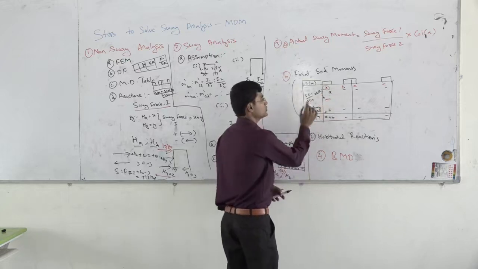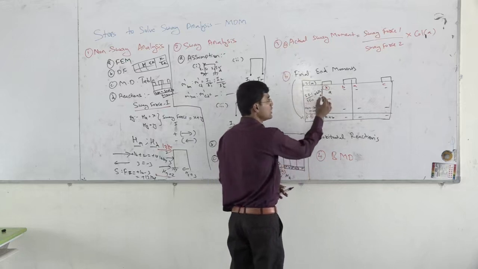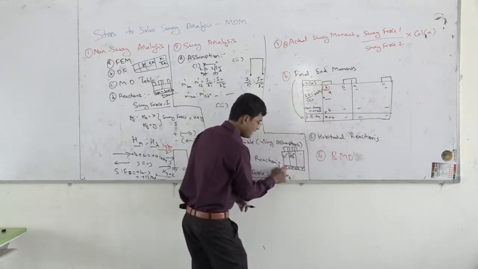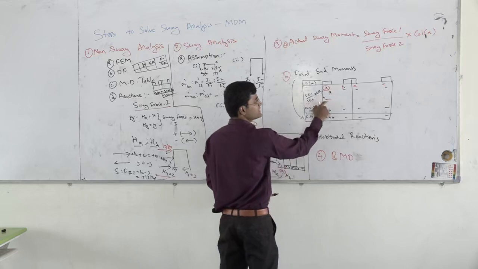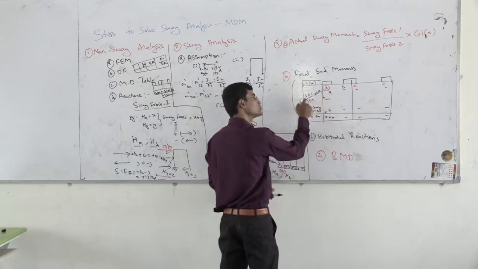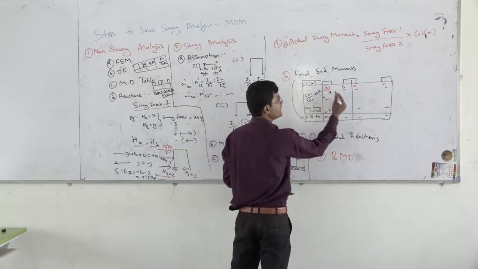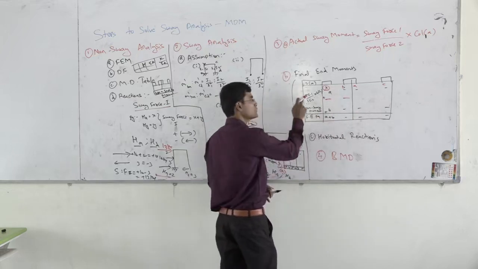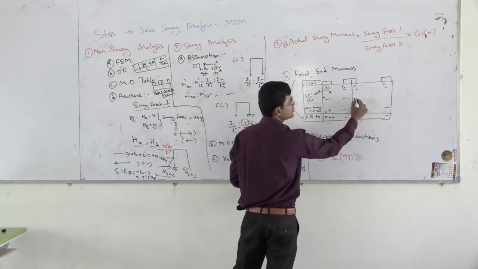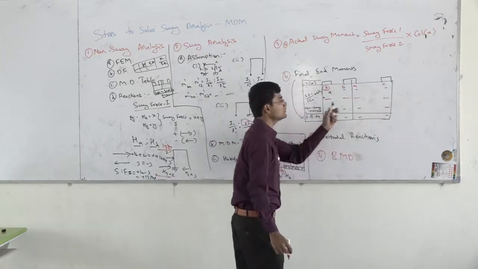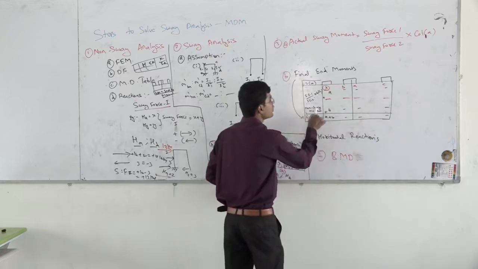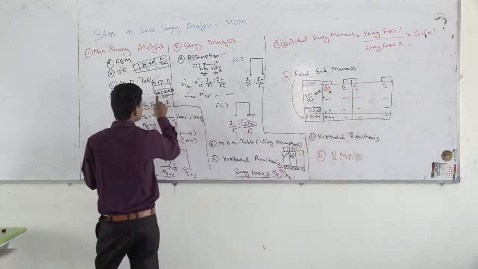Got it? Now sway force 1 by sway force 2 into column A, whose value is X now. If you multiply with X, you will get this value. Similarly, sway force 1 by sway force 2 into B, you will get this value. Same, sway force 1 by sway force 2 into A, you will get these values. Once we have these values, we already have the non-sway moment values. So these are my non-sway moments.